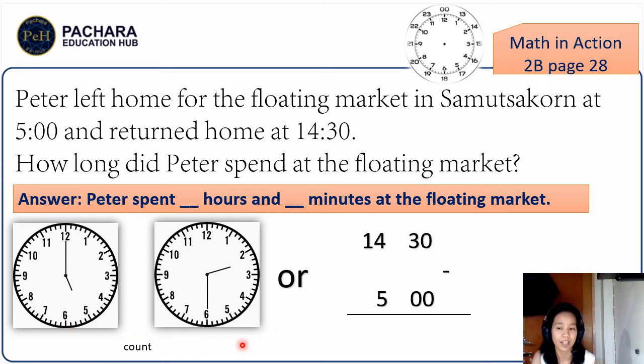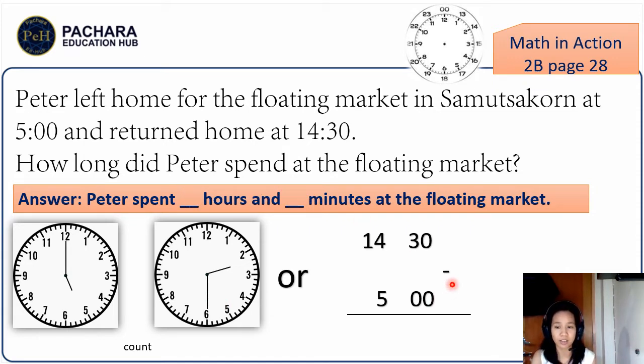So this is option A for your solution, counting. From 5 a.m., let's count. 1, 2, 3, 4, 5, 6, 7, 8, 9. Let's stop here. 9 hours already. Plus 30 minutes. 9 hours plus 30 minutes equals 9 hours and 30 minutes. So the answer here is 9 hours and 30 minutes.